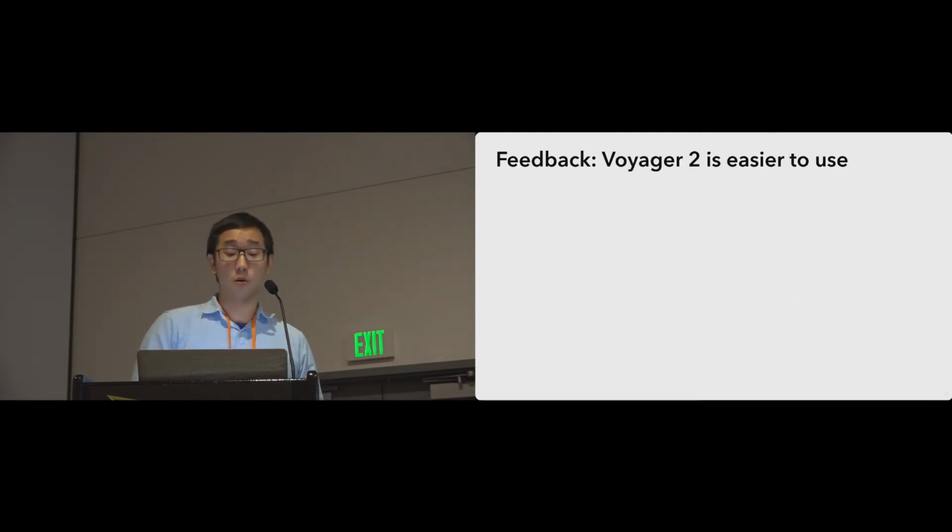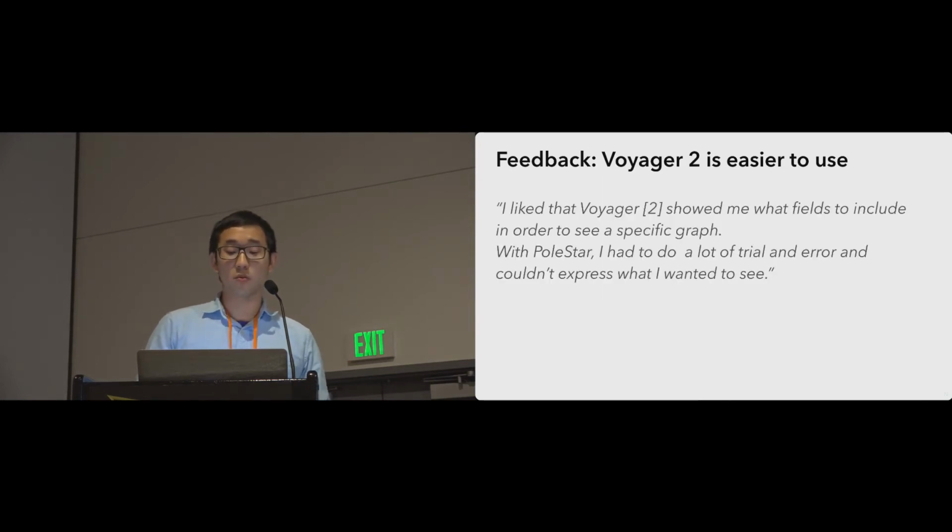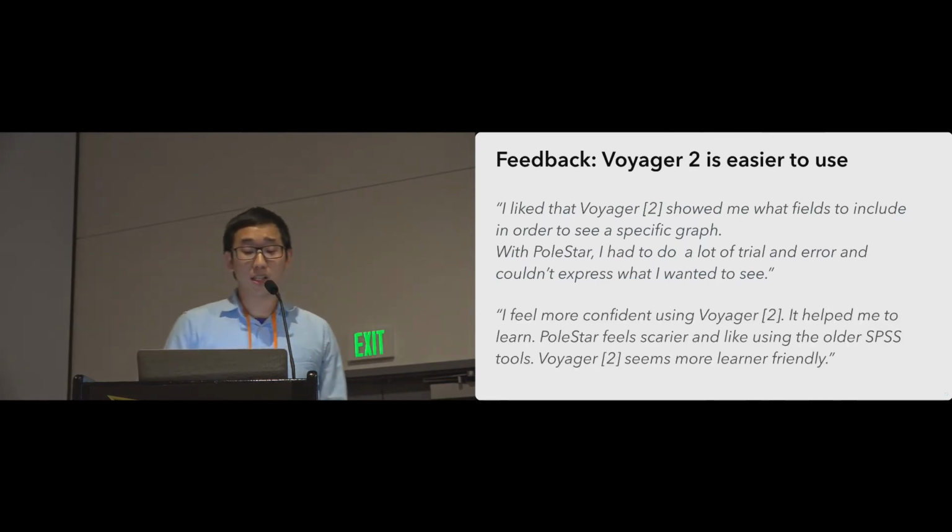Despite having more features than Polestar, many subjects express that Voyager 2 is easier to use. One subject says, "I like that Voyager showed me what fields to include in order to see a specific graph. With Polestar, I have to do a lot of trial and error and couldn't express what I wanted to see." Another participant mentioned, "I feel more confident using Voyager 2. It helped me to learn. Polestar feels scarier and like using the older SPSS tools. Voyager 2 seems more user-friendly."